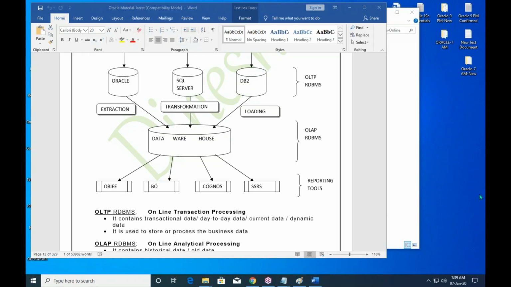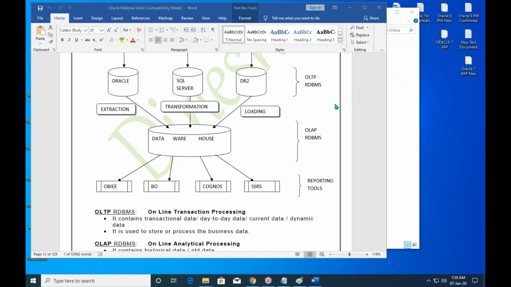So in any project, you can see two types of databases. The first one is OLTP, and the other one is OLAP. I hope you understand, guys.